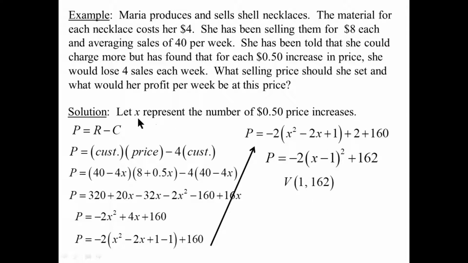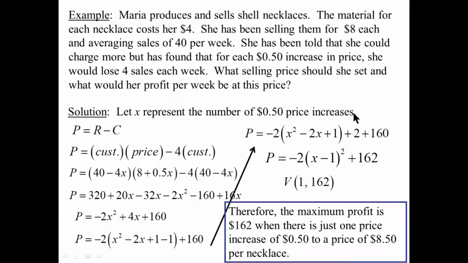So only one price increase, because when we look back at this let statement, x represents the number of price increases, and that's 1 at the vertex. Therefore, the maximum profit is the y value at the vertex, $162, when there is just one price increase of 50 cents to a new price of $8.50 per necklace.